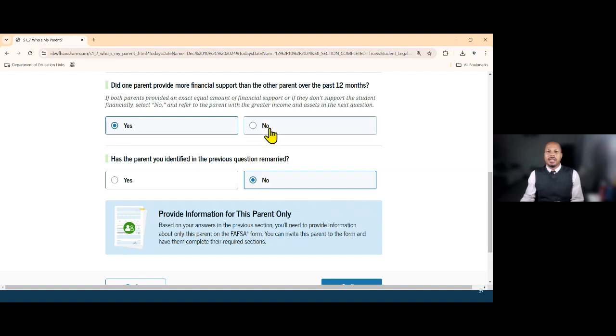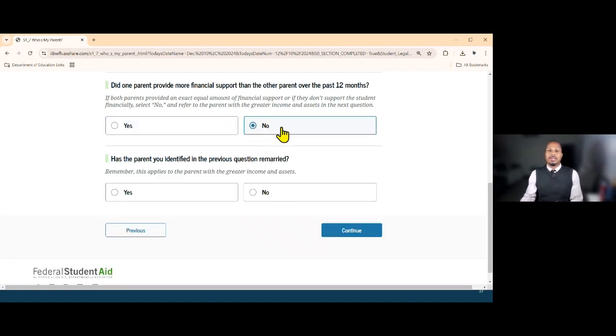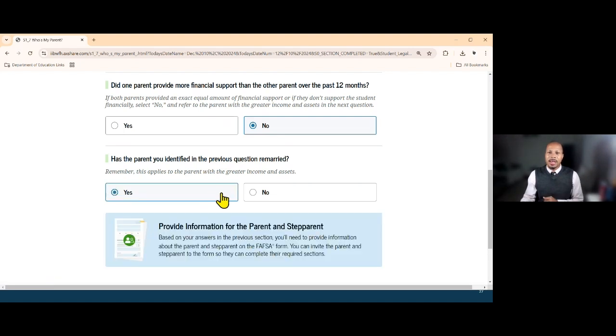Now, let's say the one parent did not provide more financial support than the other parent. Well, the parent that you identified, have they remarried? We'll need the information from the parent and step parent. And again, if it's only one parent, then we just need information from that parent.